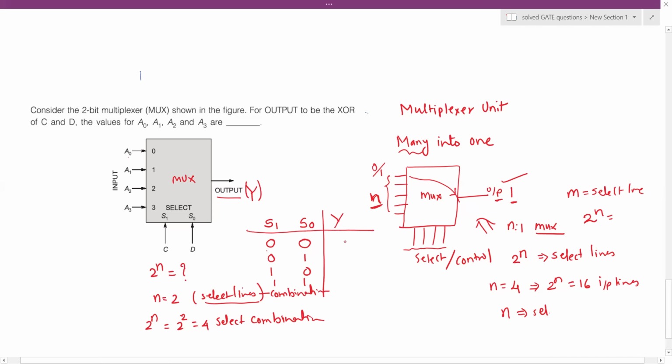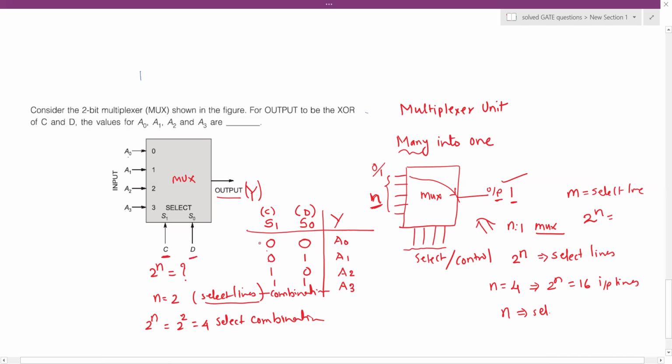So for 0 0, you have A0 getting connected to the output Y. For 0 1, you have A1 connected to the output. For 1 0, you have A2 connected to the output. And for the 1 1 combination of select lines S1, S0, you will have A3. Remember, your S1 and S0 are essentially input C and input D, which are externally denoted right here.